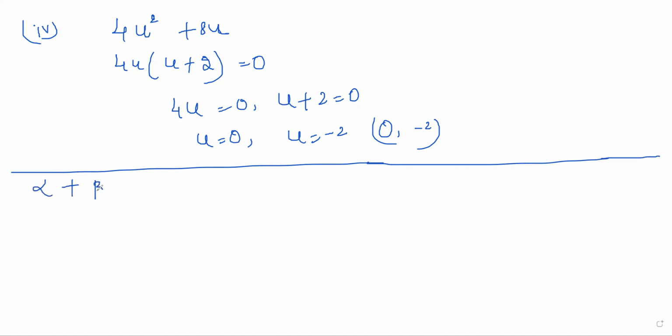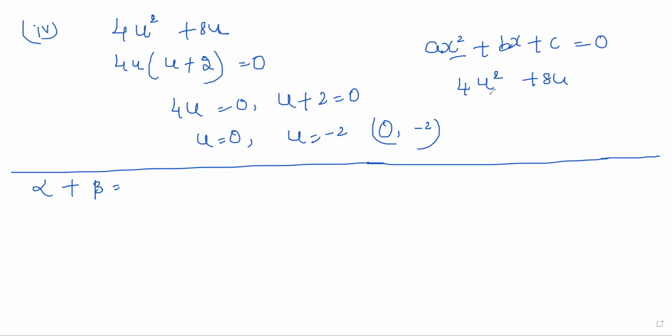Now, alpha plus beta is equal to, see, ax square plus bx plus c is equal to 0. See, what is the given polynomial? 4u square plus 8u.